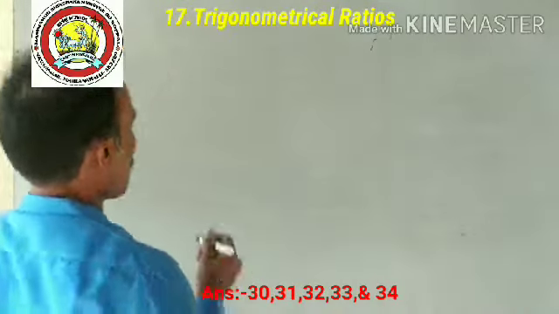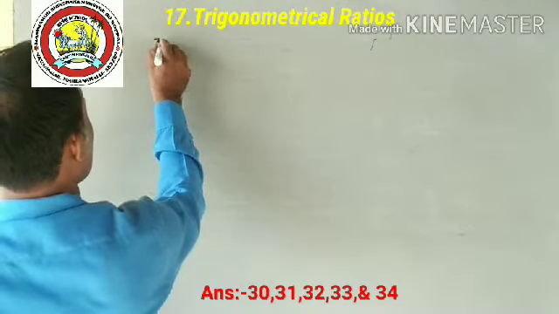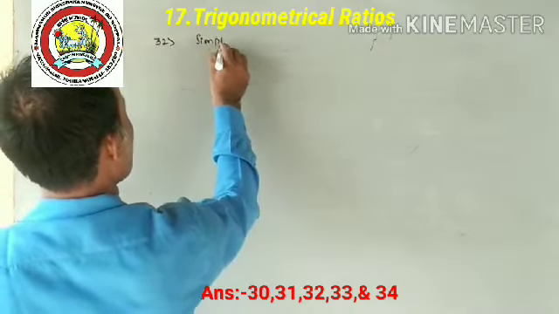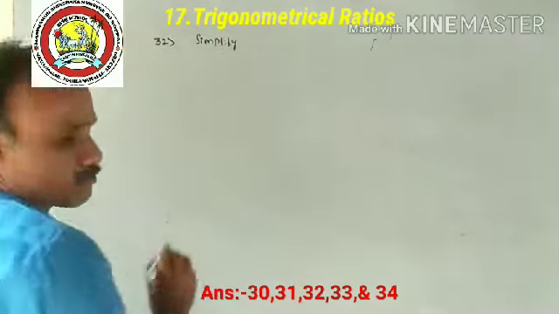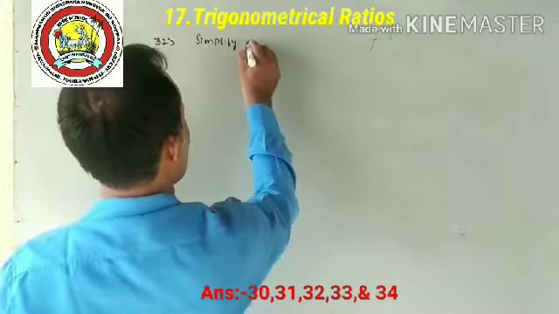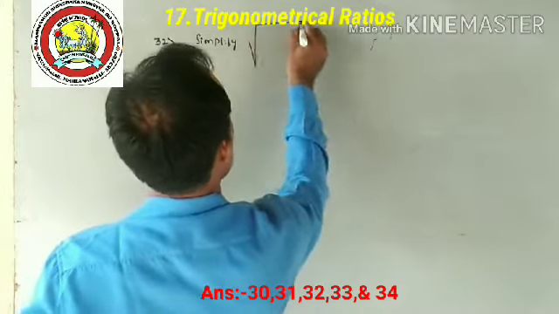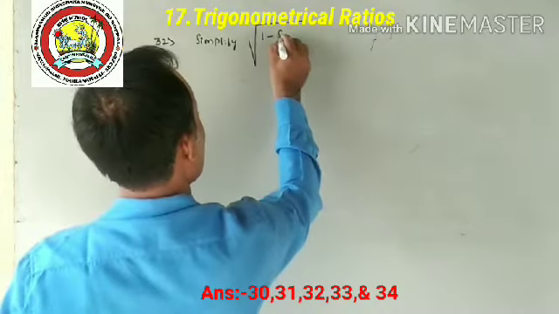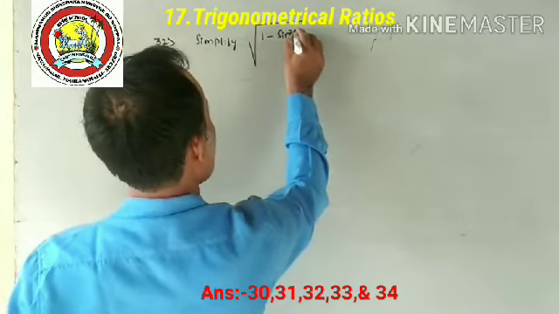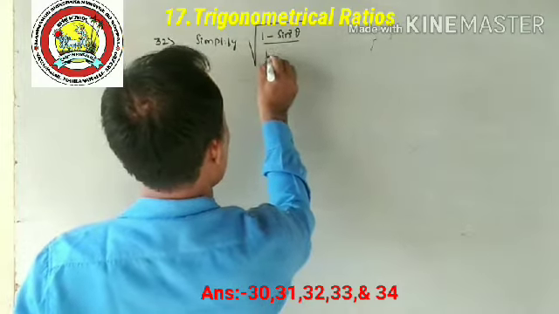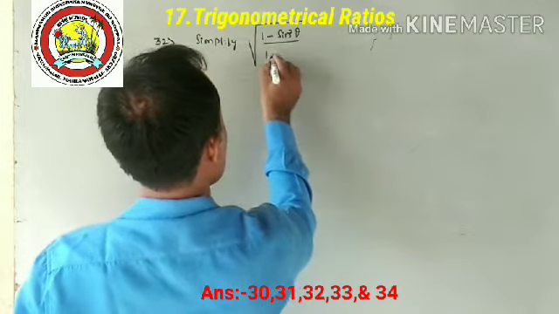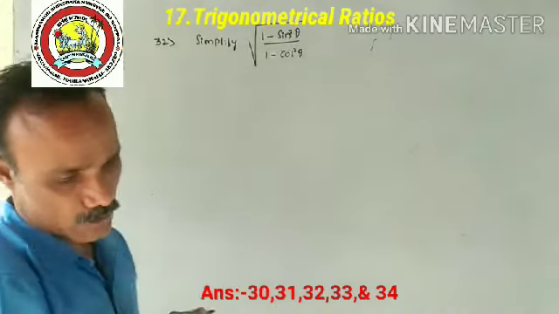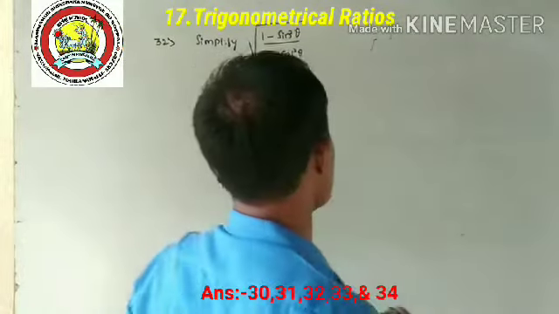Simplify. Question number 32. Yes, this question is very simple. Root of 1 minus sine square theta divided by 1 minus cos square theta.